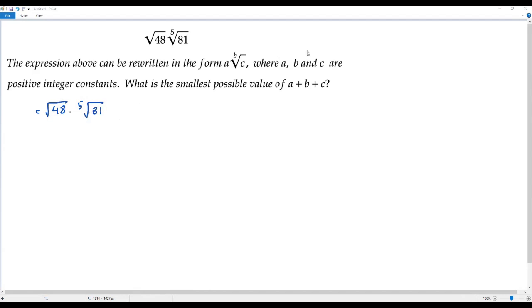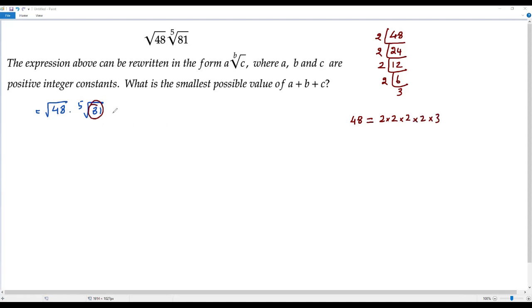Now let me decompose 48 into its prime factors. 48 is an even number, so it can be divided by the smallest prime number 2. When I divide 48 by 2, I get 24. Again, 24 is even, so dividing by 2 gives 12. Again, dividing by 2 gives 6. Again, 6 divided by 2 gives 3. Since 3 is a prime number, we stop the process. Now we can write 48 as 2 times 2 times 2 times 2 times 3.